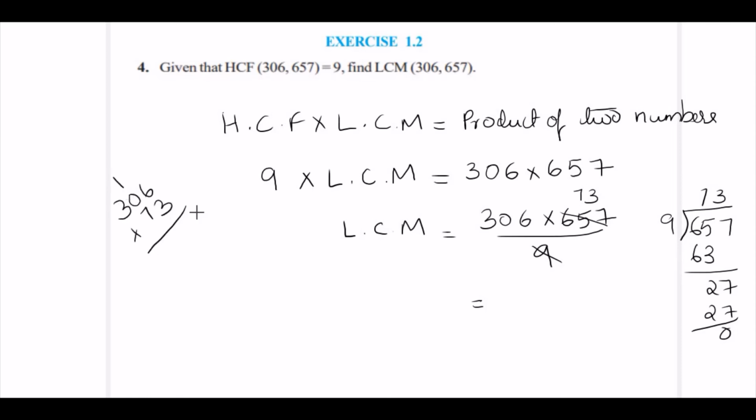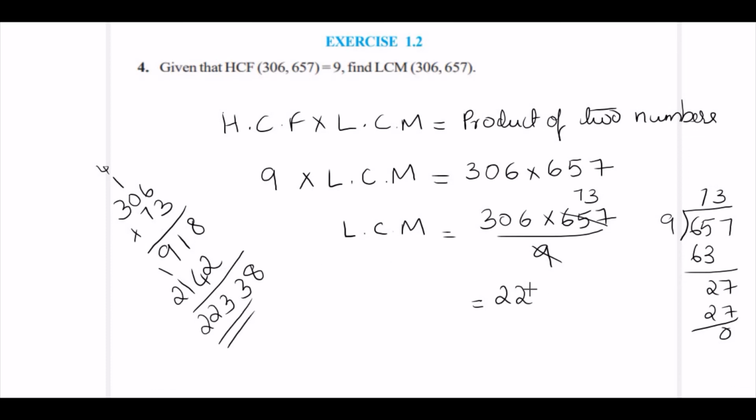That is 18, 1, 9, 7 6s are 42, 4. So 4, 7 3s are 21. So you get 8, 3, 13, 2, 2. That is 22,338. So this is the LCM.